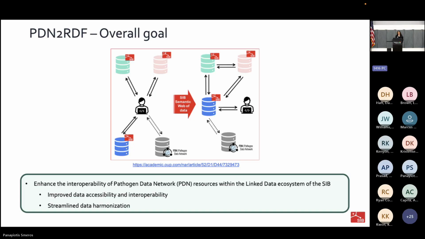So our overall goal with this project was to enhance the interoperability of PDN within the linked data ecosystem of SIB. That includes UniProt, RIA, Swiss Lipids, XPASI, and other things. The idea was that instead of the user having to go and query each API or database independently, there would be one entry point to all of these things at once.